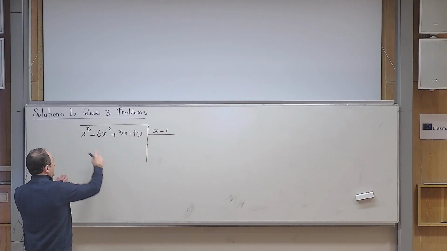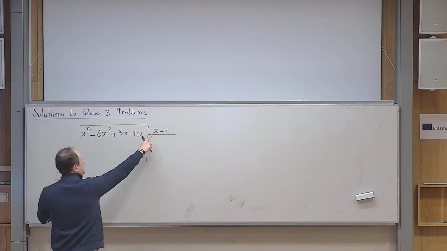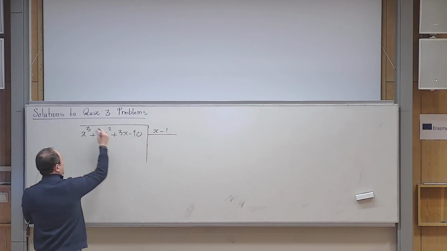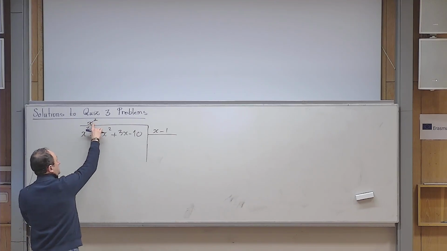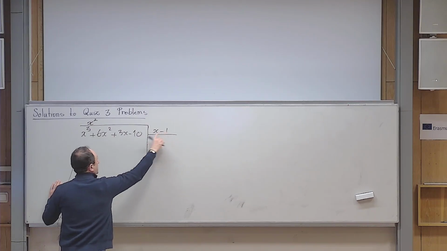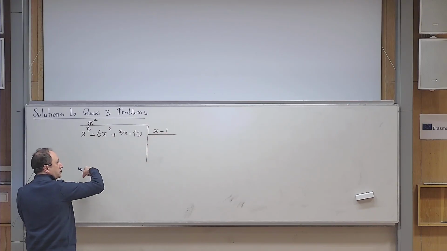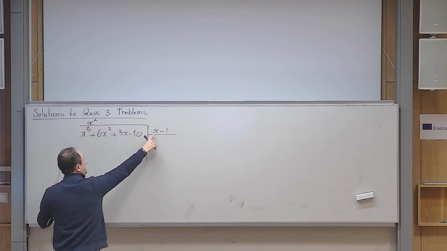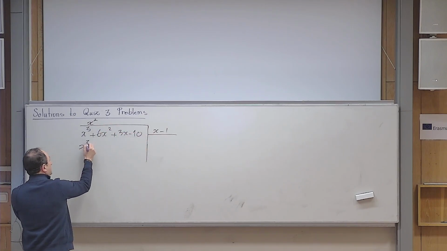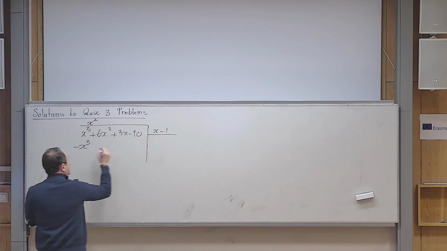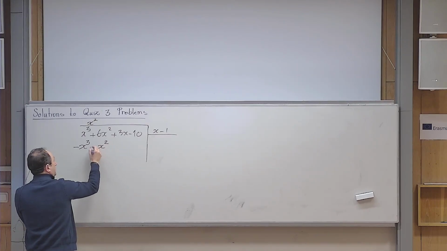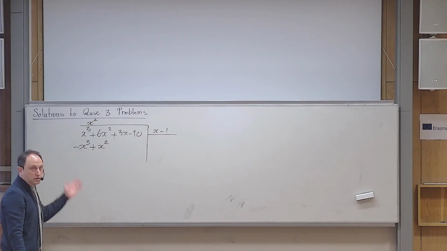Okay. So you take the first term and divide it by the first. It becomes x squared, and you write x squared on top here. And then you multiply x squared by everything and write them here, but with opposite signs. So x squared times x is x cubed, but you write it with the opposite sign. X squared times minus 1 is minus x squared, but you write it with the opposite. And then you add them up.